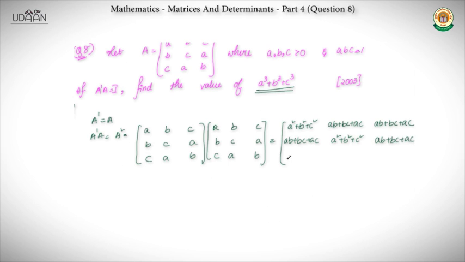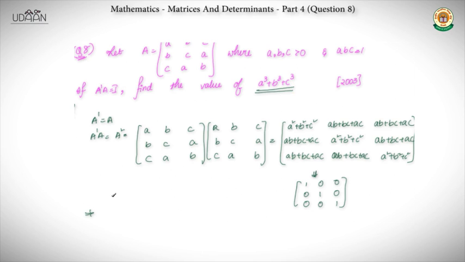Alright, so what we're seeing is that already it was given to us that A transpose into A is equal to the identity matrix, and since A is already a symmetric matrix, A transpose into A is nothing but A square. So that is the value of A square. Now this is equal to the identity matrix I. So this matrix is going to be equal to 1 0 0, 0 1 0 and 0 0 1. So from this we can infer that.